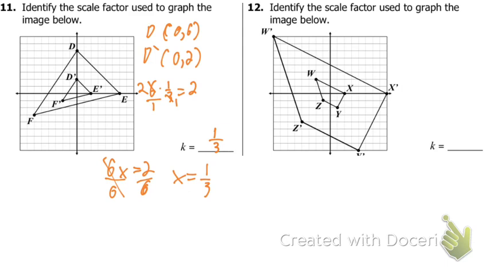Go ahead and try number 12. So on 12, do we think it's getting bigger or smaller? Bigger. Bigger, I would agree. Now, how much bigger? Which point might be the easiest for us to pick? X. Probably X. X is 2, 0. What's X prime? 8, 0. How do I get from 2 to 8? 4 times bigger. Multiply it by 4. The scale factor is 4, okay?